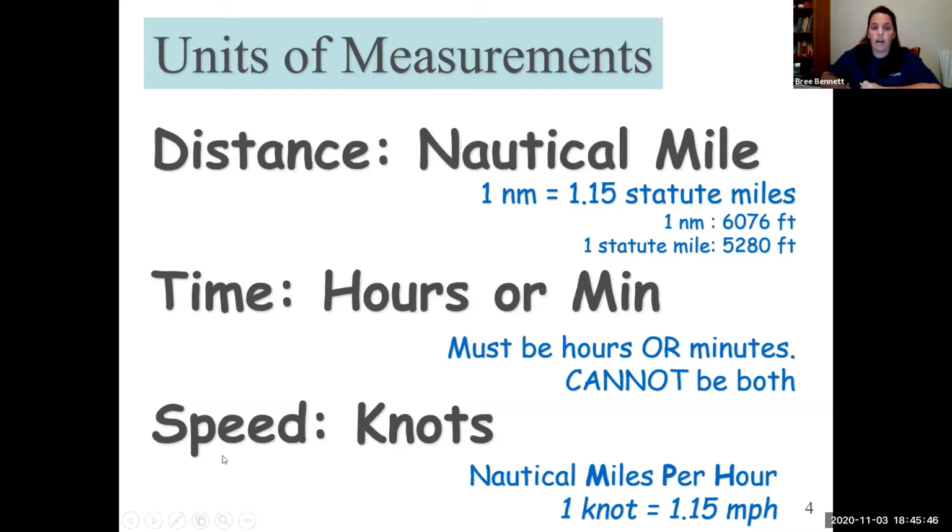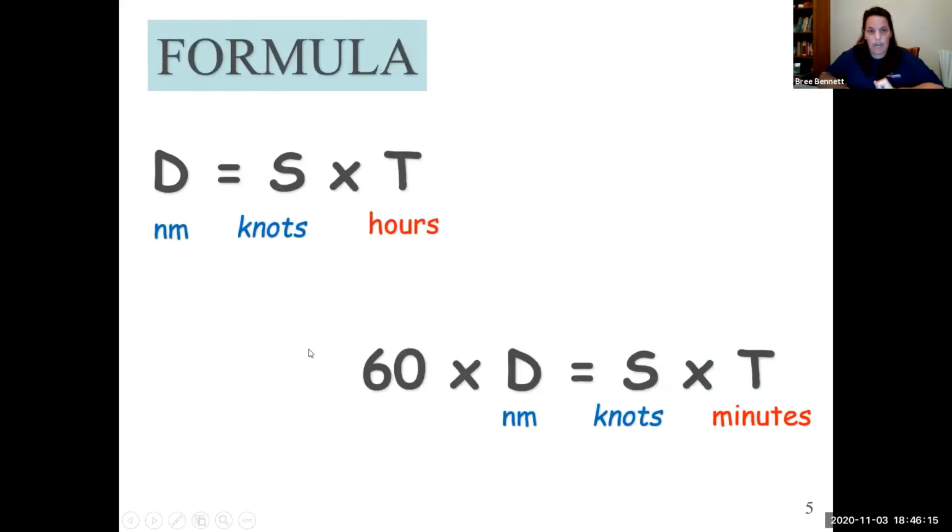And then we use our speed, which our nickname for is knots. Now, technically speaking, a knot is a nautical mile per hour. Instead of mph, which is our statute miles per hour, our nautical miles per hour is a knot. So that's where the fancy term knot came from, just nautical miles per hour.